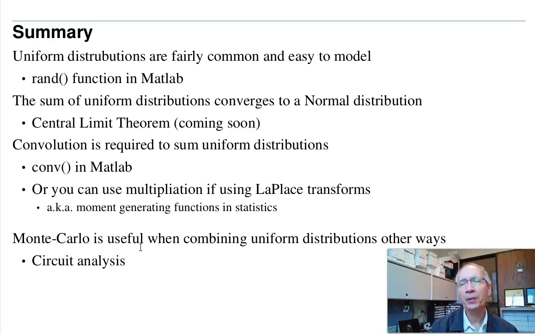When you're doing other combinations like inverses, resistors in series and parallel, various things like that, it's not quite as clear how you combine the distributions. In those cases, Monte Carlo simulations work really well. That's oftentimes what's used in circuit analysis. If I want to find out what is the variation in a circuit, I can use a Monte Carlo simulation and see what the PDF or CDF looks like. So that is lecture number 14 for random processes, uniform distributions.